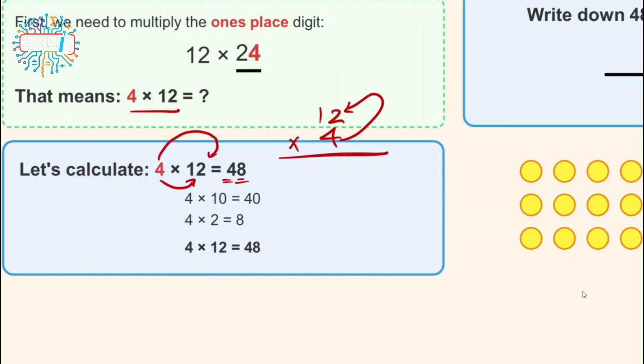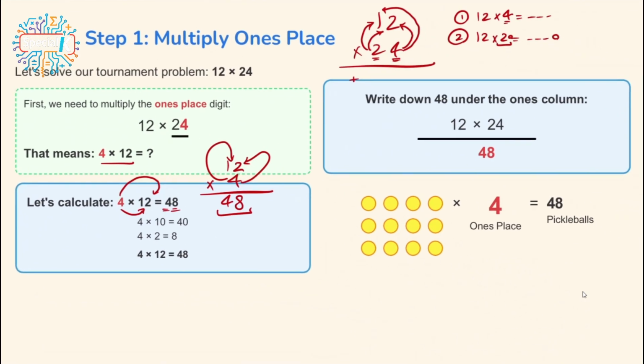Unit by unit, 4 by 2, which is going to be 8. Units by tens, 4 by 1, which is the 4 itself. And at the end, I do have 48. So right now, I do have 48. It means that these values are based on the ones place, the place value of 1, which is the 4 inside of it. So I do have 4 multiplied by 12, and I do have 48 pickleballs right now.